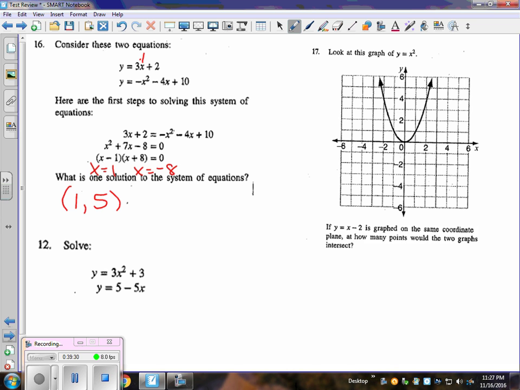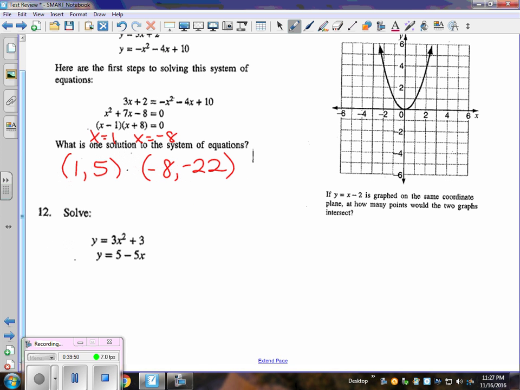And then you plug negative 8 in. So you get negative 24, 22. So you could have either one of those answers. All right, the next one says to solve. Now, since they're both set equal to y, I'm going to go ahead and set them equal to each other.